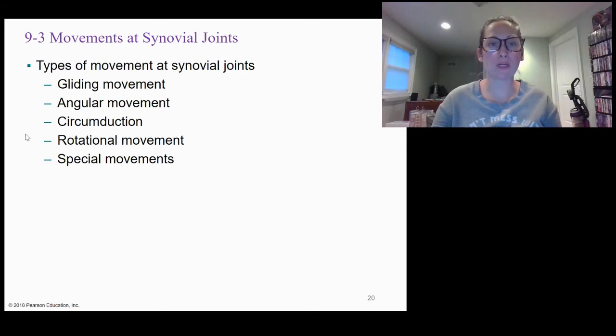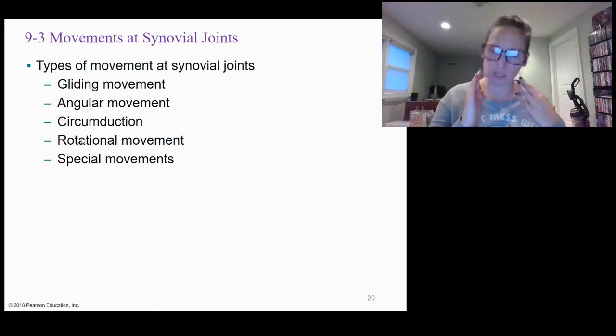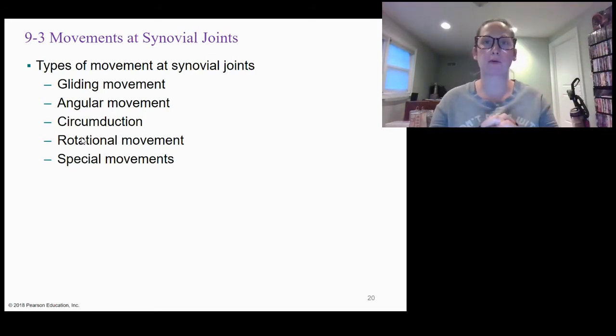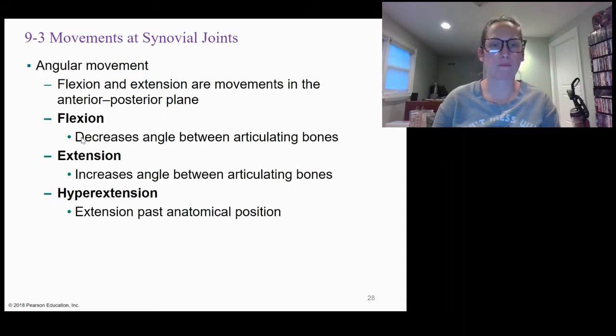These are the main categories of those movements: a gliding movement, which is really just 2 bones slightly sliding over one another, like we see with our carpals. Angular movements, which is what I just mentioned. Circumduction, which is kind of like a combination of 4 of those types of movement. Rotational movements, so like what we would see with our neck. We have medial and lateral rotation. You also have it with your shoulders and your hips. And then there's various types of special movements, and I'll kind of jump through each of those, okay?